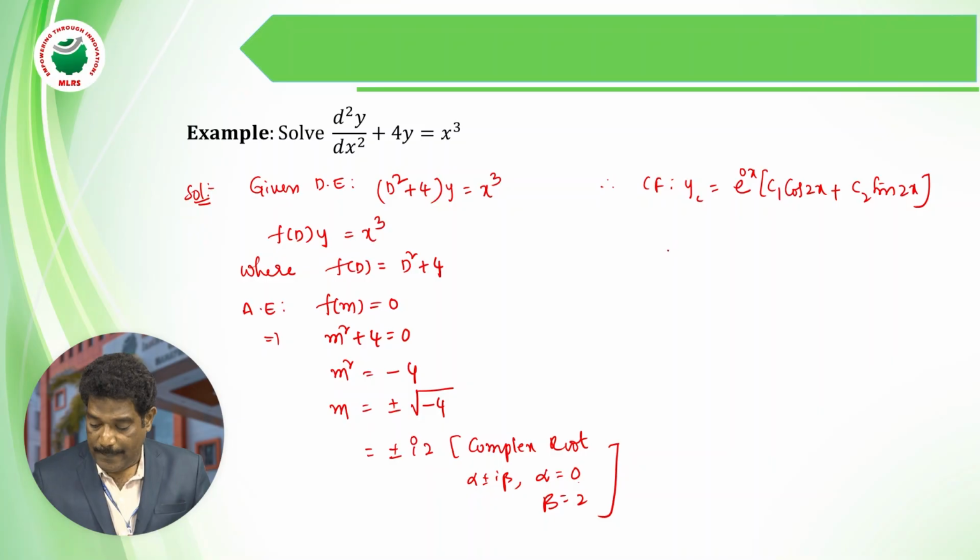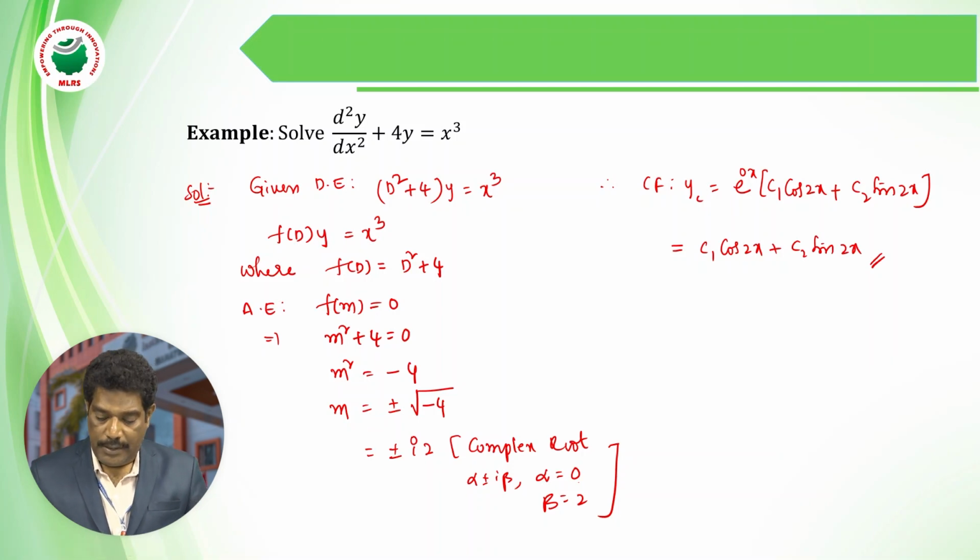So it is clearly C1 cos 2x plus C2 sin 2x. That's it. This becomes our required complementary function for the differential equation. Now we need to find the particular integral. So what is the right side function here?